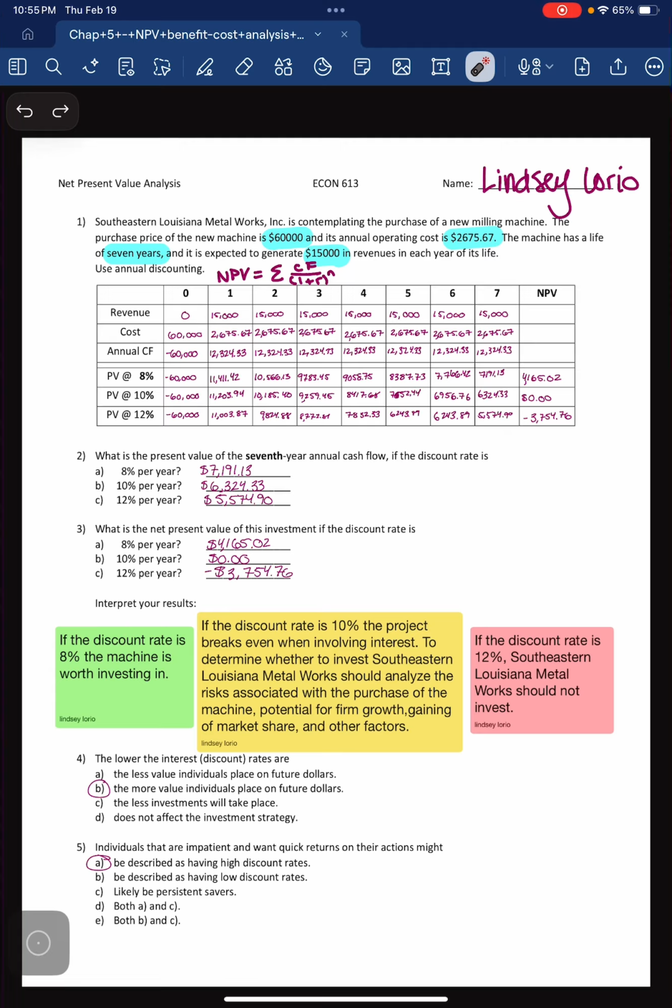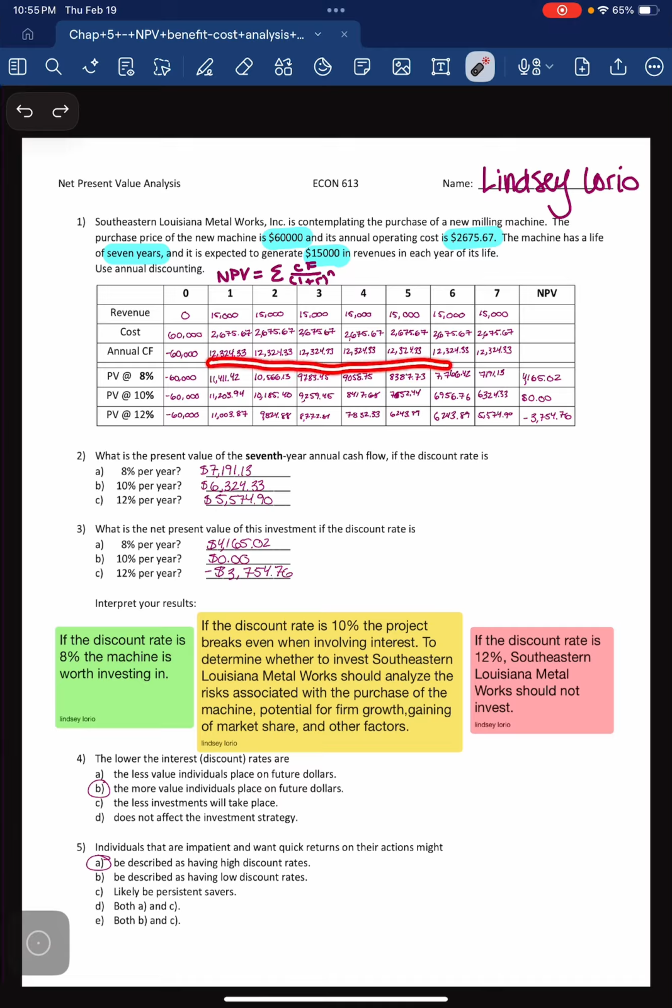So first, we calculate the annual cash flow. So for the 0th year, when we first buy the machine, we're not making any money, we're just spending money on the machine. So the annual cash flow is just going to be that negative $60,000. For the rest of them, it's going to be the revenue minus the cost. So this $15,000 minus this $2,675.67, and that's going to be $12,324.33 for all of the years.